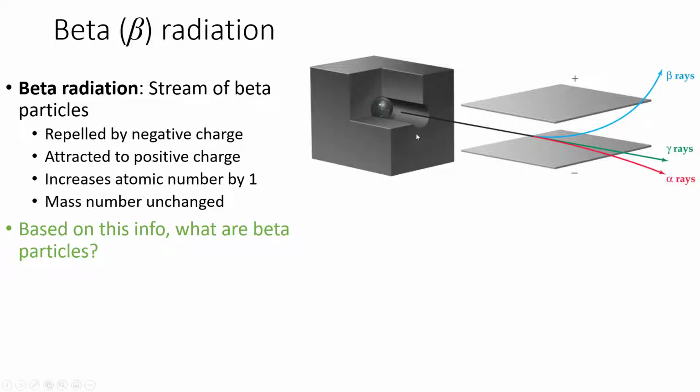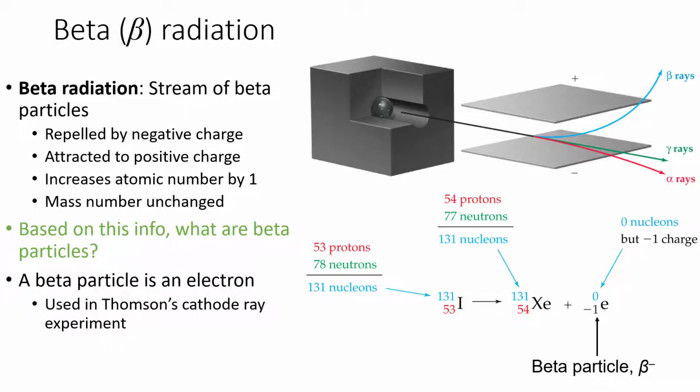So if we take a look at a stream of beta particles coming out, we're going to see that beta particles are repelled by negative charge and attracted to positive charge. They increase the atomic number by 1, but the mass number is unchanged. So based on this information, what are beta particles? If they're repelled by negative charge and attracted to positive, that means they are most likely overall negatively charged. If they don't change the mass number, that means they're an extremely light particle. And if they increase the atomic number by 1, that means it has to be an electron.